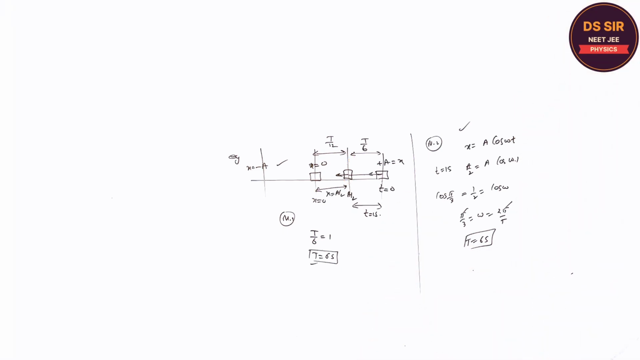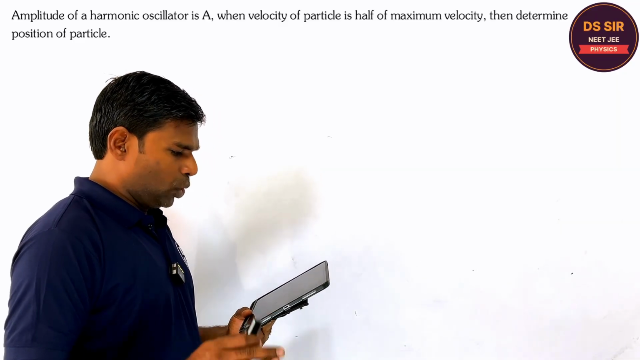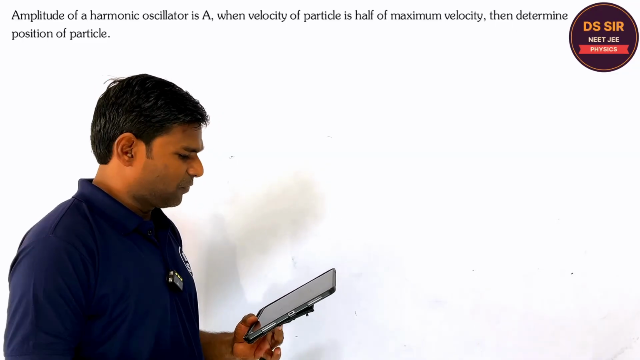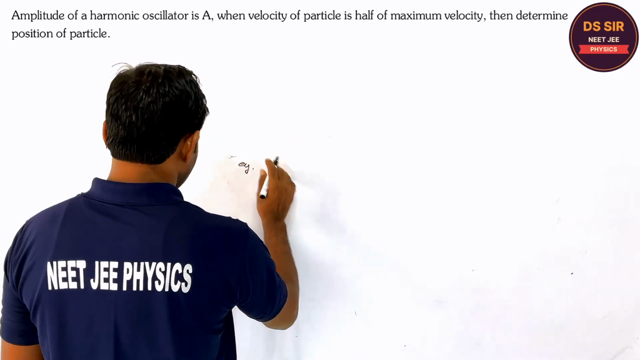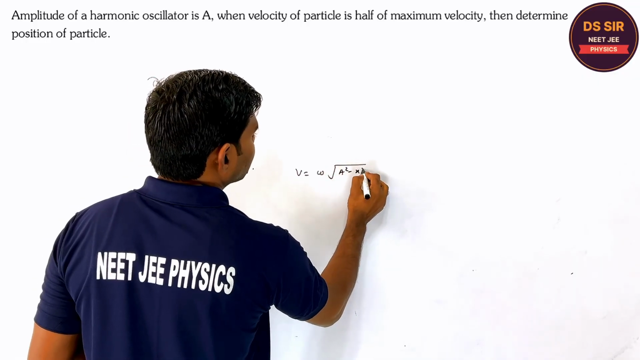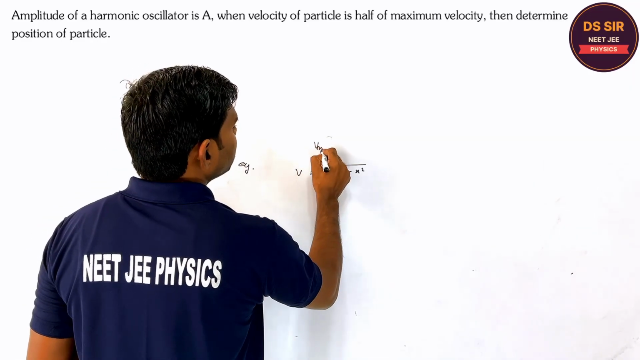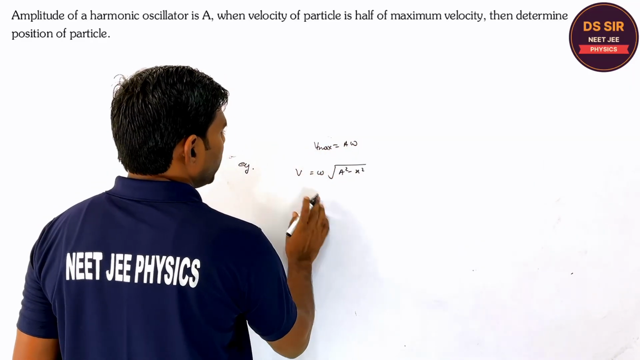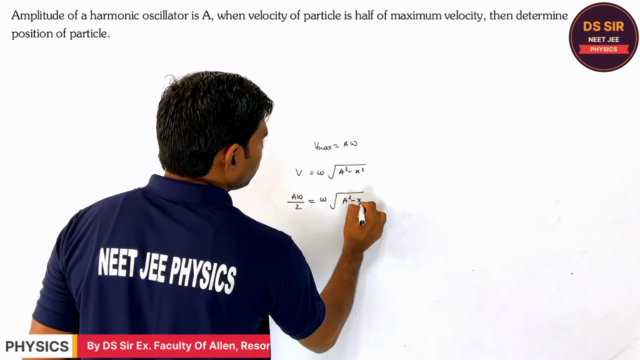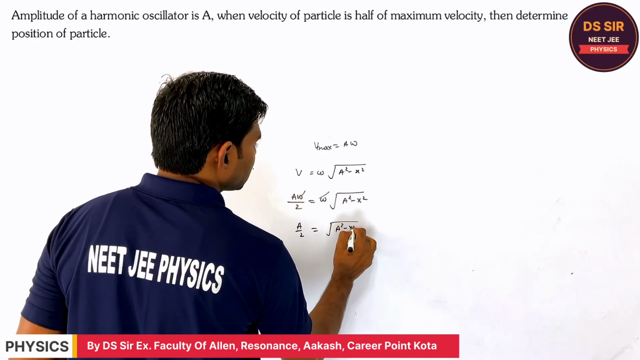Copy this. So in this question, the amplitude of the oscillator is a. You have to find the position when the velocity of the particle is half of the maximum. So to solve this question, we will use the formula of the velocity as a function of x like this, right? They're saying when the velocity is half of the maximum velocity, what is the maximum velocity? a omega. So this velocity becomes half of the maximum velocity, and in that case you have to find the value of x. Omega will cancel out, a by 2 root over a square minus x square.